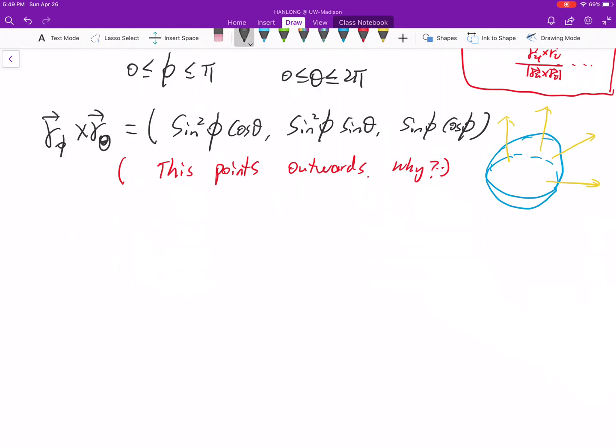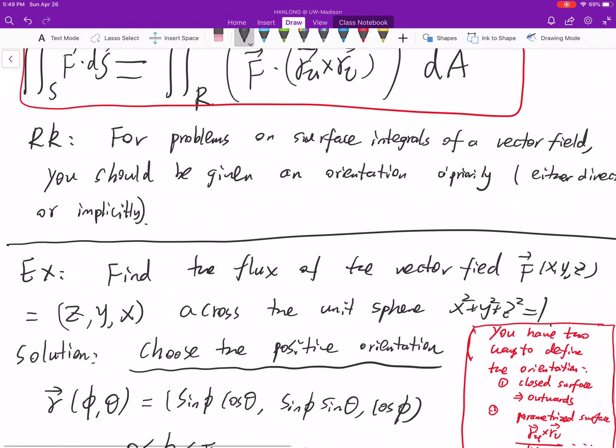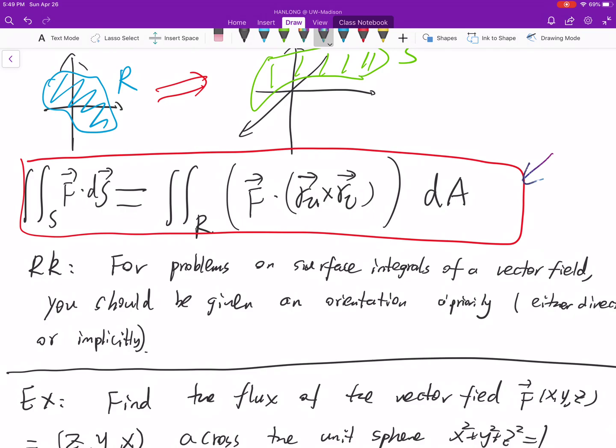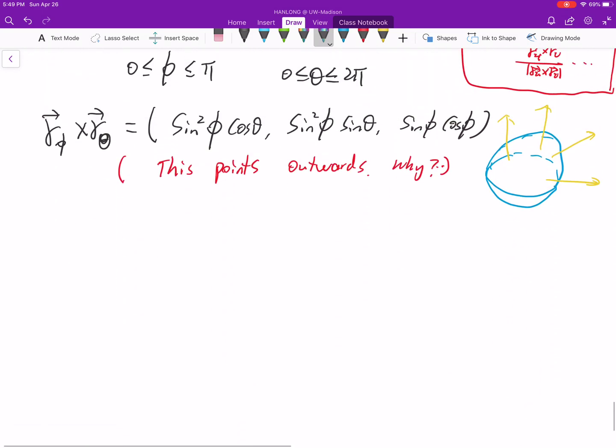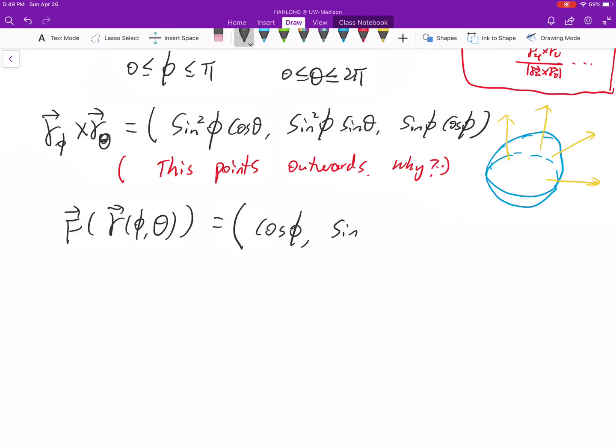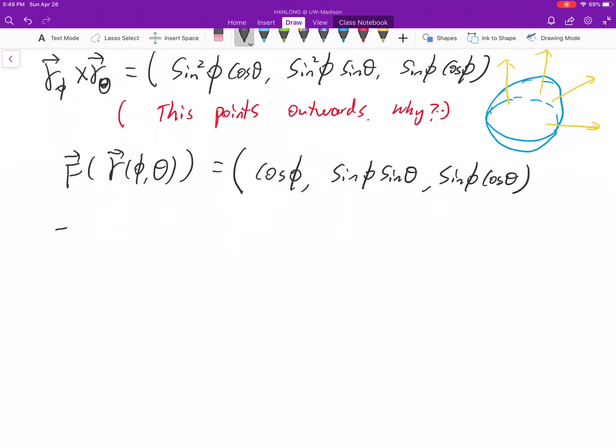Okay, and then you normalize it. Actually, to apply the formula here, you don't need to normalize it. You see? Okay, so next we will compute the dot product. But first, let's substitute the parameterization into your vector field F, capital F. Because your capital F is z, y, x, so now you have cosine phi, sine phi sine theta, sine phi cosine theta. And then you do the dot product.